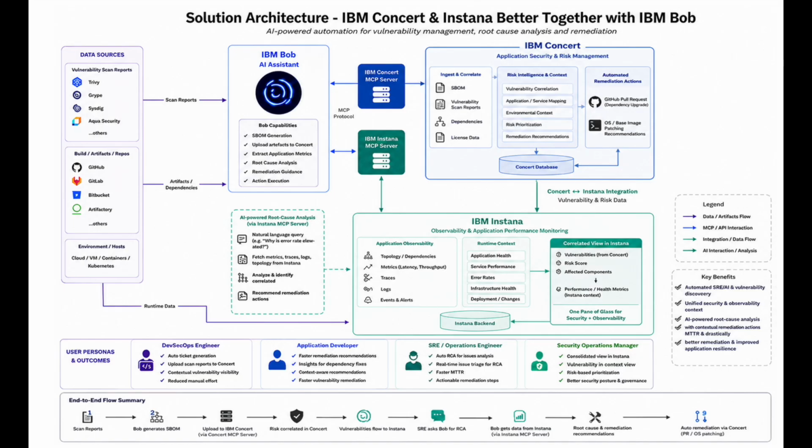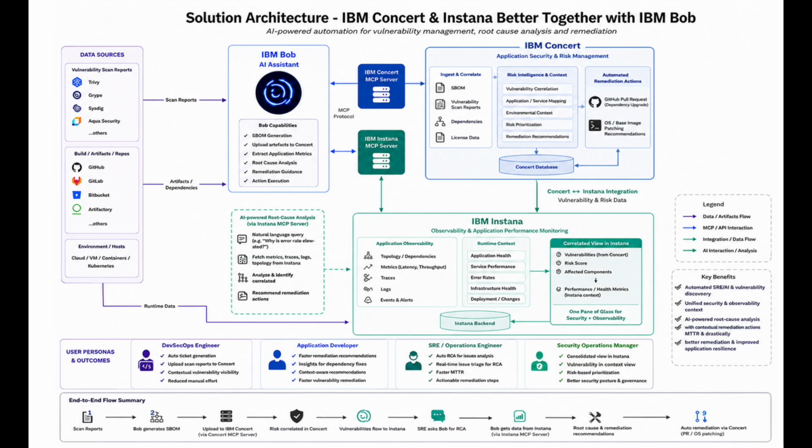This architecture integrates IBM Concert, Instana, and IBM Bob to automate vulnerability management and root cause analysis for enterprise applications. Bob acts as an AI assistant that takes data from scanners and repositories to generate SBOMs, following which it uploads SBOM and vulnerability scan reports to IBM Concert.